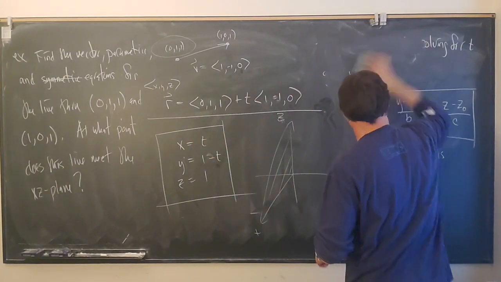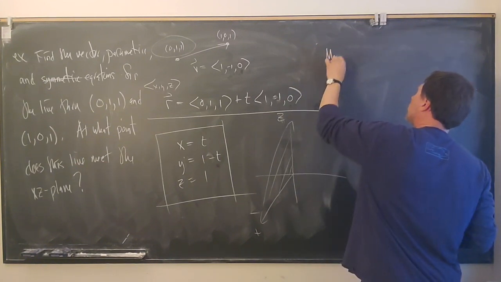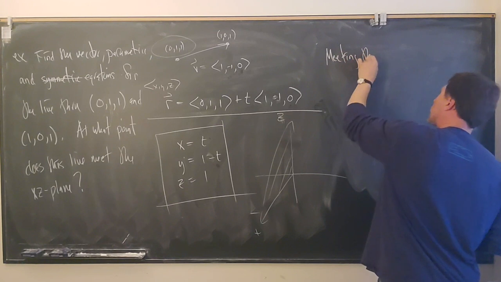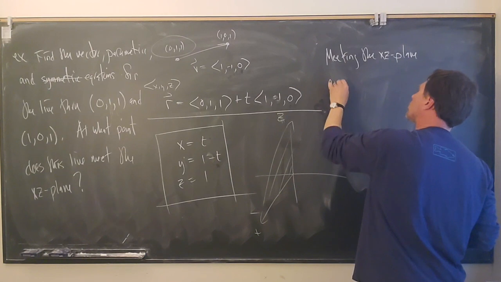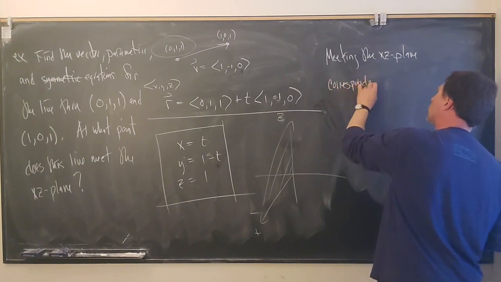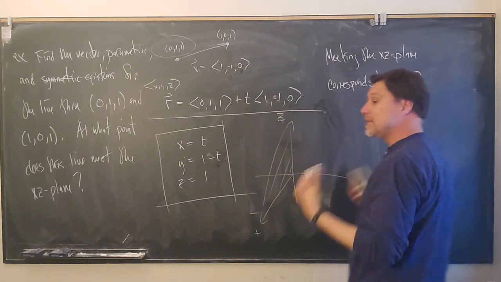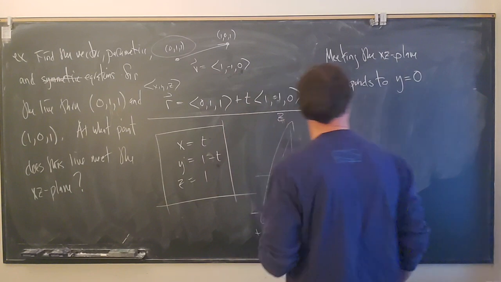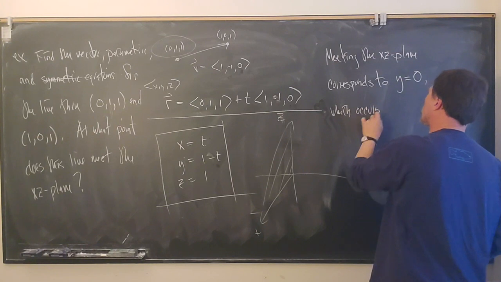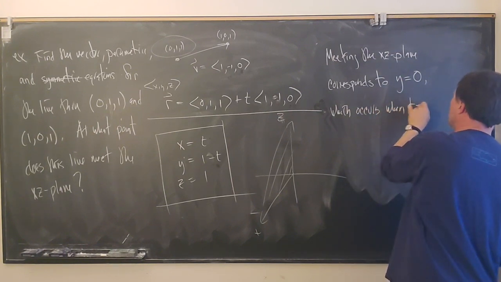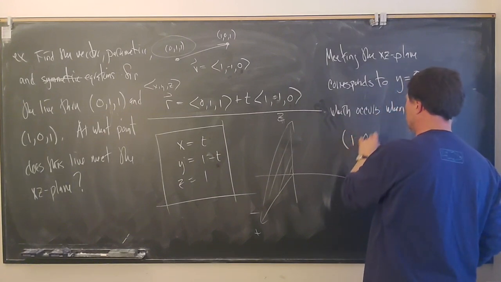So let's write down the solution. Meeting the xz plane corresponds to y equals 0. That's what it means to live in the xz plane. It means that y equals 0, which occurs when t equals 1. And so the point that we get when t equals 1 is going to be 1, 0, 1.